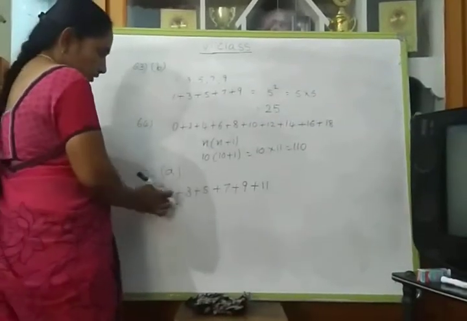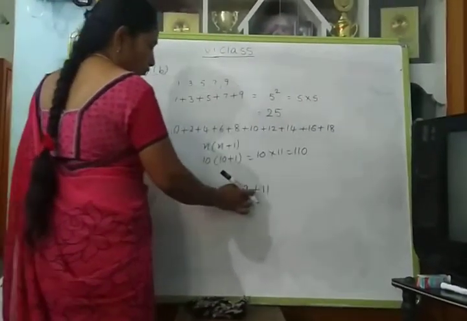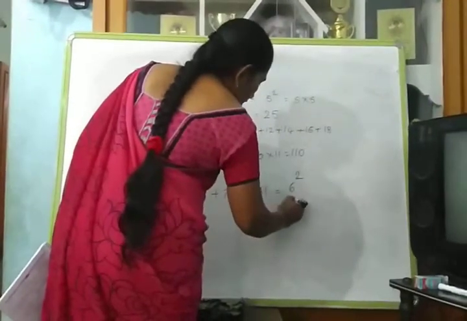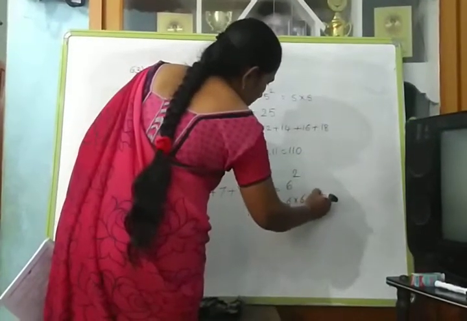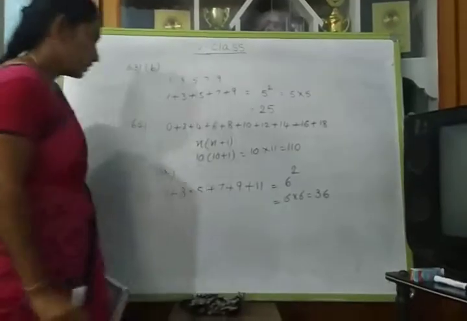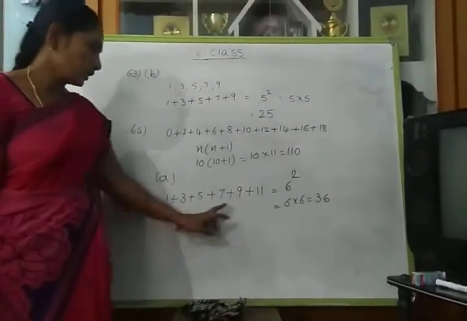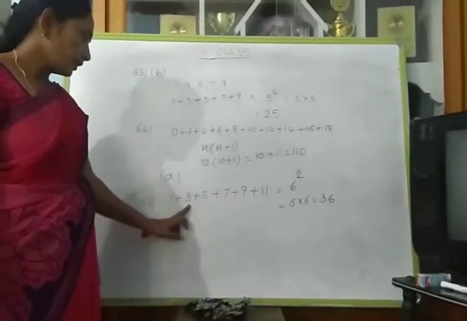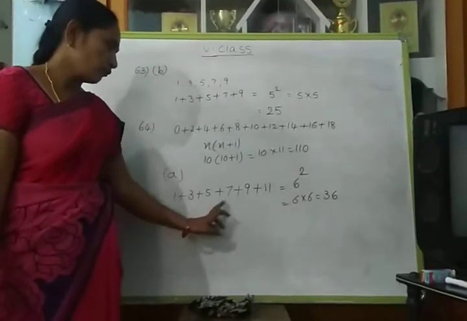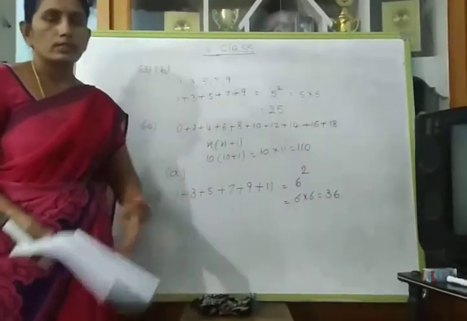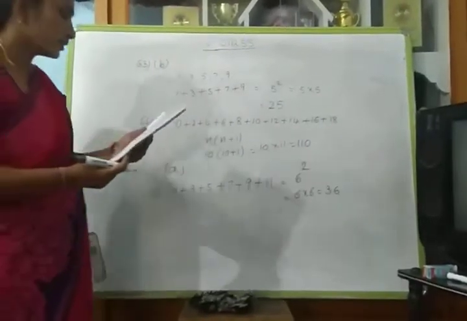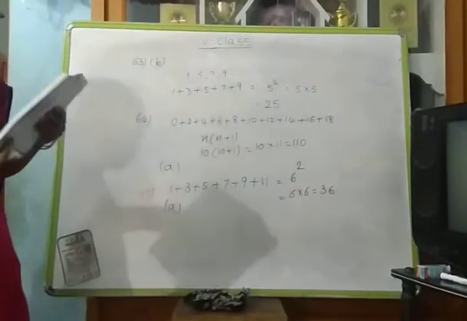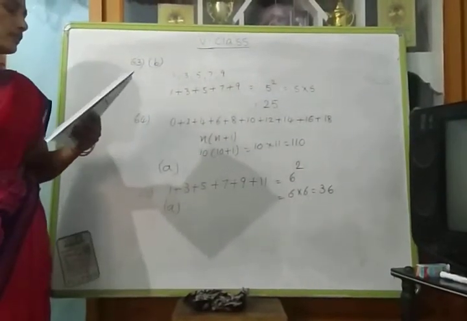How many odd numbers are here? 1, 2, 3, 4, 5, 6. 6 odd numbers means 6 square. 6 into 6. 6 sixes are how much? 36. If you add this one also, you get 36. See, 9 plus 1, 10. 7 plus 3, 10. 10 plus 10, 20. 25 plus 11, 36. So answer 36. Option A. Next one, 66.